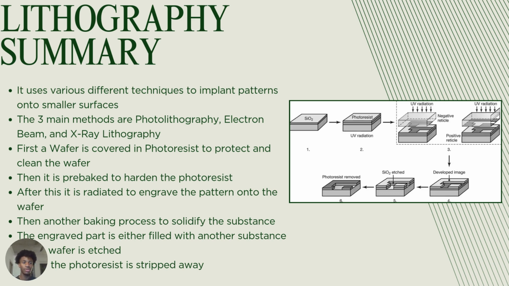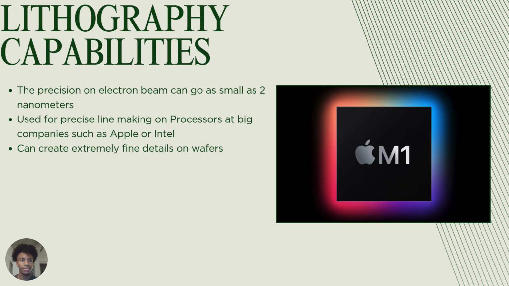First, the wafer is covered in photoresist to protect and clean the wafer. Then it's pre-baked to harden the photoresist, and after this, it is radiated to engrave the pattern onto the wafer. Then another baking process to solidify the substance is used, and then the engraved part is either filled with another substance or the wafer is etched away. Finally, the photoresist is stripped away, and you have a usable wafer.